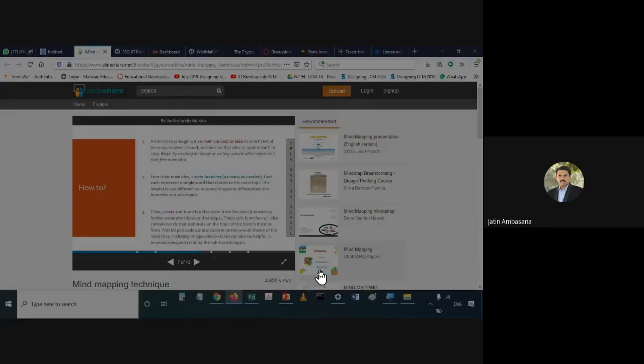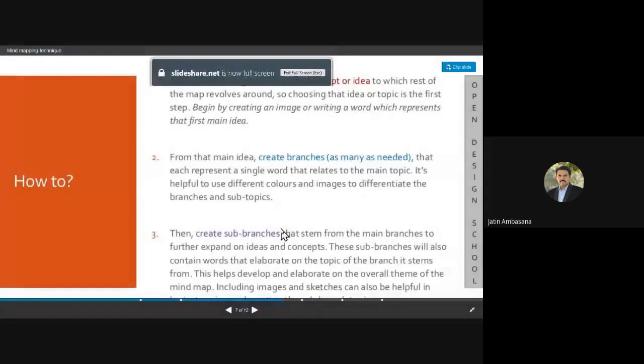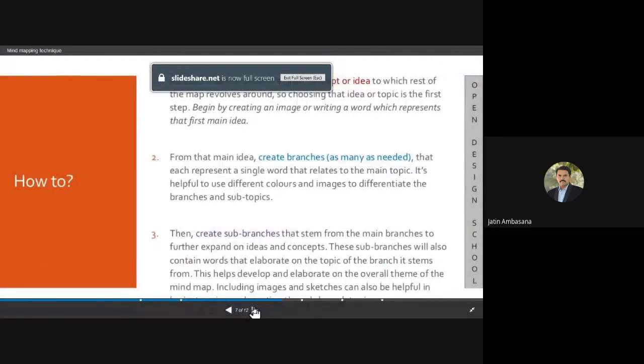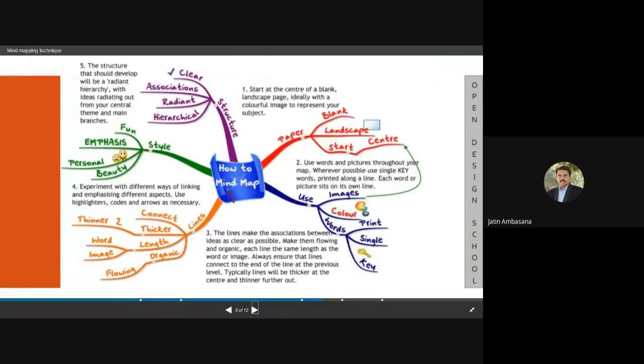Okay, so this is one example of how to mind map, or how to make use of a mind map. So check this out. This is a mind map for how to do a mind map. So first thing is to start at the center of a blank paper with a colorful image to represent your subject. So here it is, the how to mind map. That's the question, so it has been put as an image.